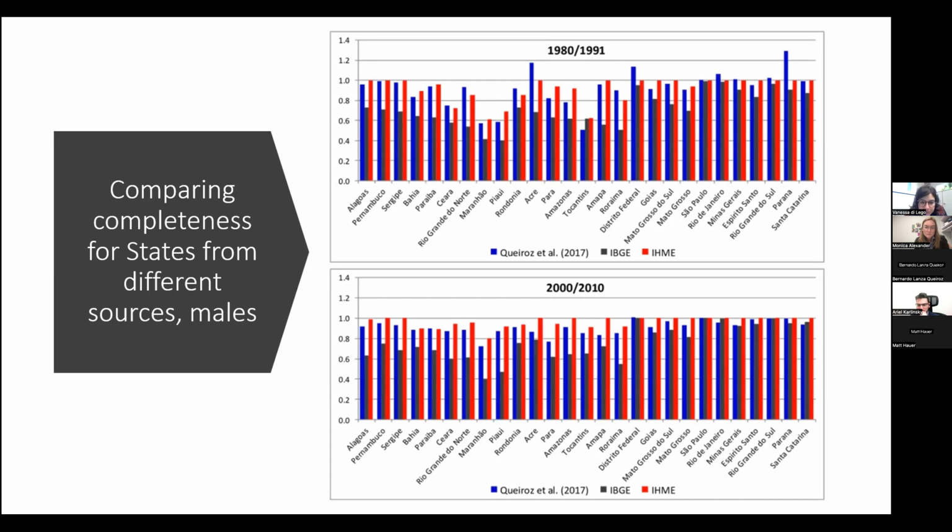On the x-axis, we have the states in Brazil. The blue bar is the study that I did with Everton Lima, Marcos Gonzaga, and Flávio Freire. The black bar is the official estimates by IBGE. And the red one are the estimates by IHME, the Global Burden of Disease. We compared two extremes, 1980 to 91, and then 2000 to 2010. And then we can see the differences in the estimates of data quality. The three estimates use the same method, DDM, with some variations.